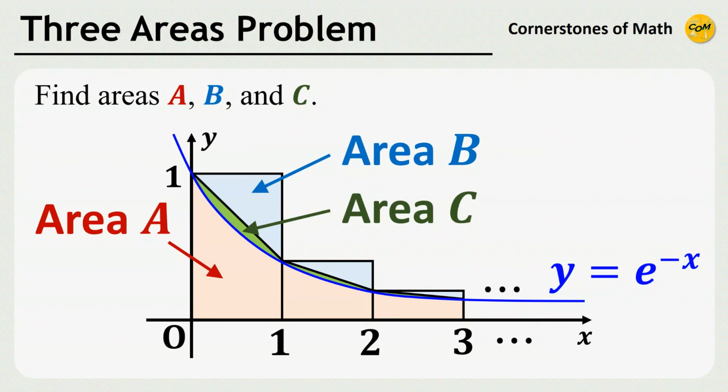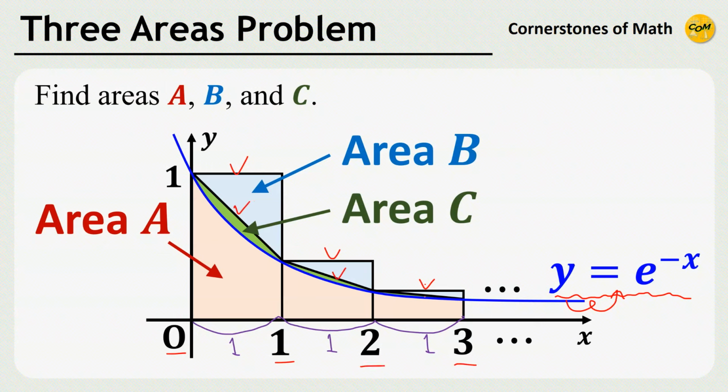Today we are going to calculate some areas. Here we have a graph of y equals e to the power of minus x. Then we have these intervals, all having length of 1. Then there are these rectangles, whose widths are all 1 and heights are given as the values of the function at x equals 0, 1, 2, 3 and so on.